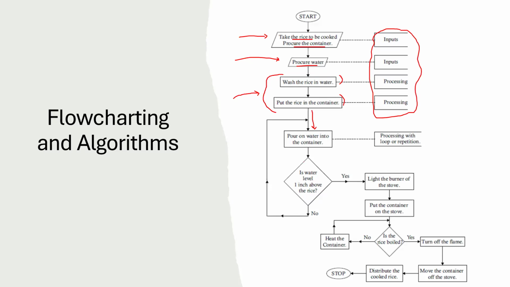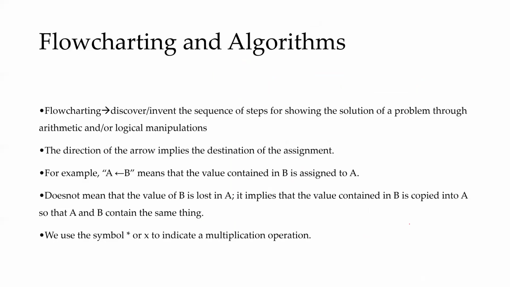So now we are checking, is this water level greater than this volume? If the answer is yes, light the burner of the stove. If the answer is no, we will continue this pouring operation again. And so it continues this way.